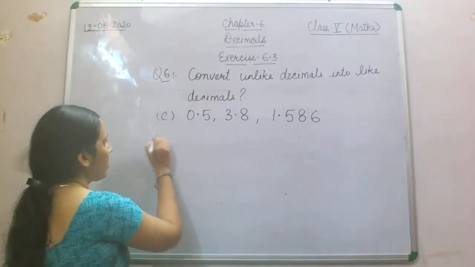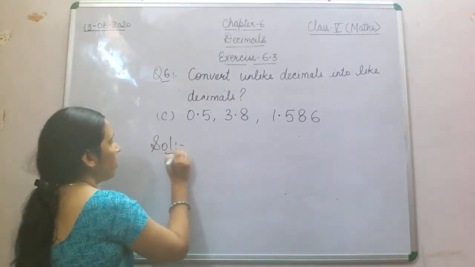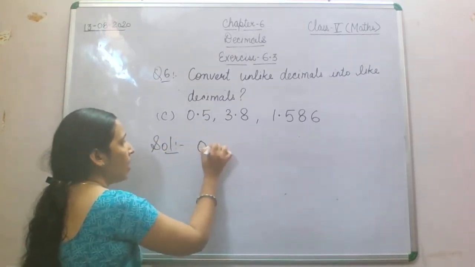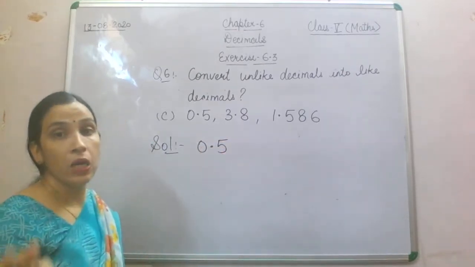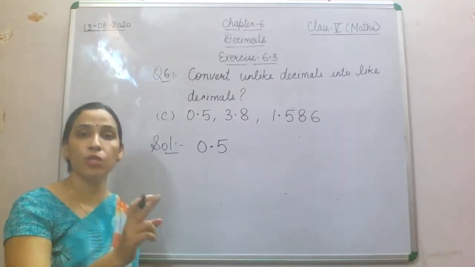So let's start now with 0.5. Now 0.5 will become, how many zeros will you add after 5 to make 1 decimal place into 3 decimal places?